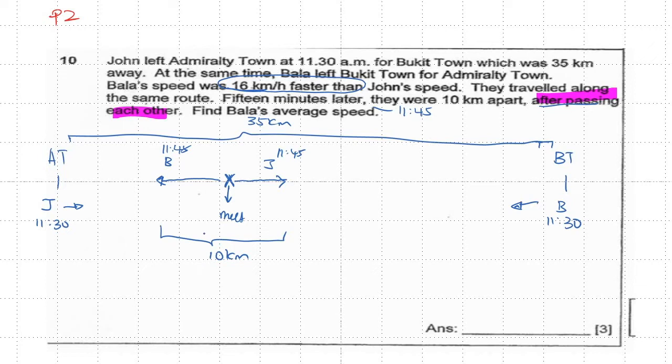So how do we go and find it? I know that Bala is 16 kilometer per hour faster than John. So 16 kilometer per hour for 15 minutes is how much kilometer faster? So 1 hour or 60 minutes equals 16 kilometer. 15 minutes is actually 4 kilometer more. So you will draw John is 1 unit, then Bala will be 1 unit plus 4 kilometer.